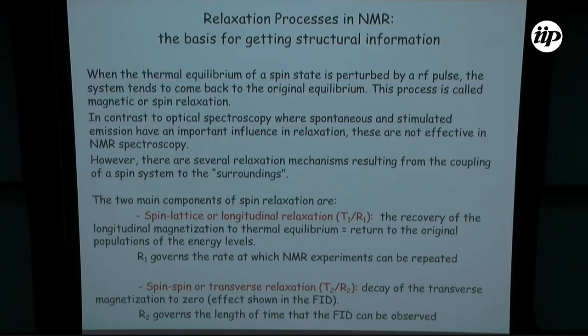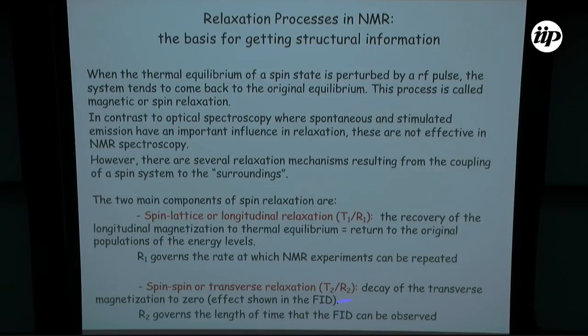You may have seen people talking about this. One is called T1, and that's basically the longitudinal relaxation. It's on the z-axis, and this is what brings the system back to equilibrium, right? So when you push the system down, it takes some time to relax back, and this is what determines how quickly you can repeat the NMR experiment.